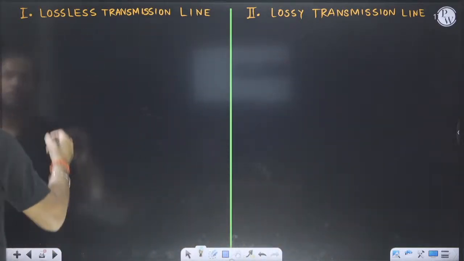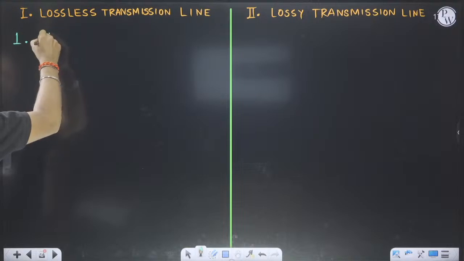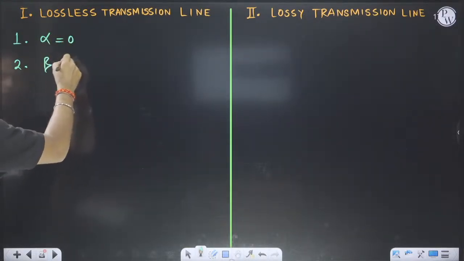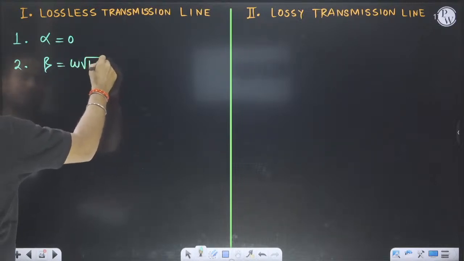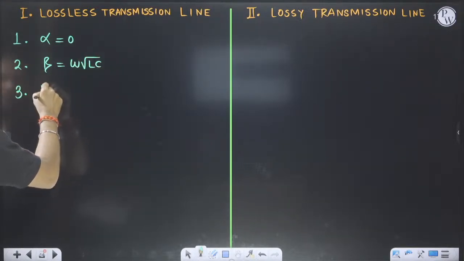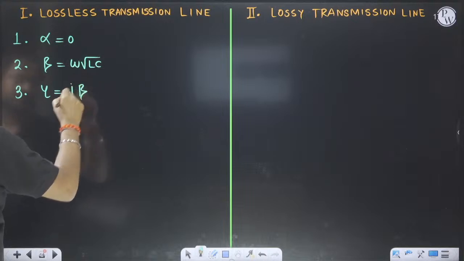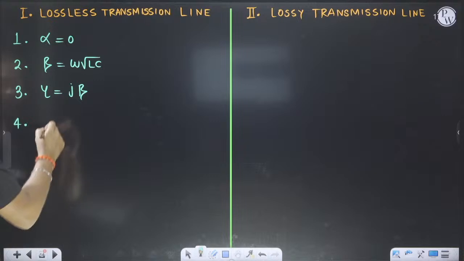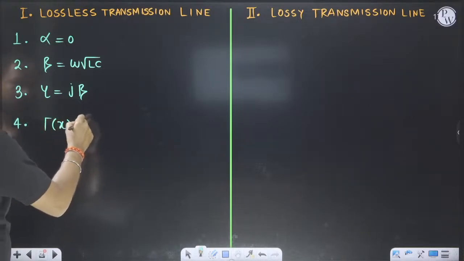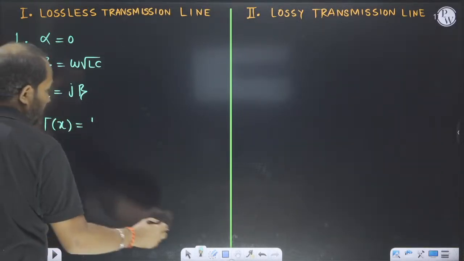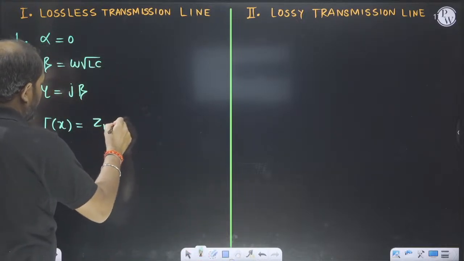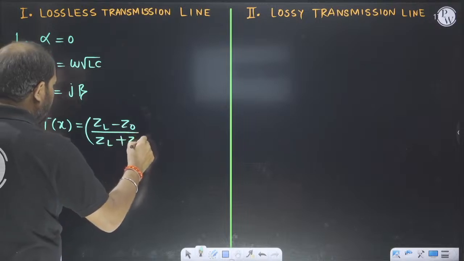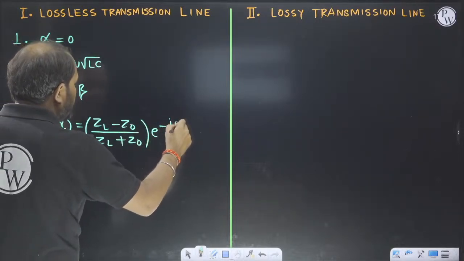So what about lossless? You have studied lossless: alpha is equal to 0, and second, beta is equal to omega root LC. Third, gamma is equal to j beta. And fourth, you have studied gamma x is equal to (ZL minus Z naught) divided by (ZL plus Z naught), e to the power minus j 2 beta x.